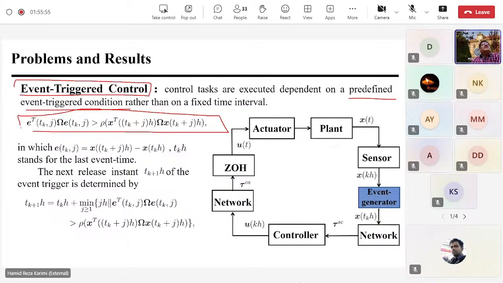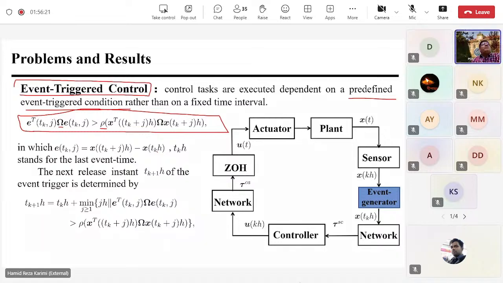Here you have a parameter omega and a parameter rho, and it means that for different sampling times, these conditions should be satisfied. Okay, so here you can see the error signal. The error signal is the difference between the state at this sampling time minus the state at the previous sampling time, x(t_k h).